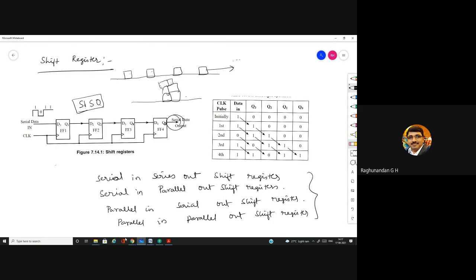When each clock pulse is applied, you can see that for all these flip-flops we are having a common clock. So when we are having a common clock, during that time, serial in, serial out. When the first clock is pressed, the first bit goes out, and that will be fed as input to D2.